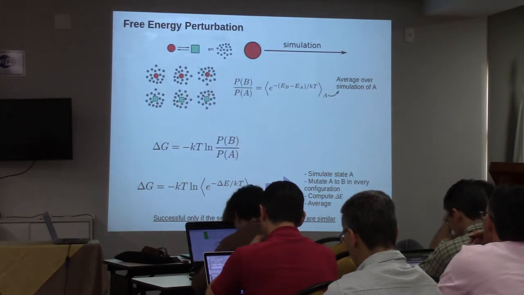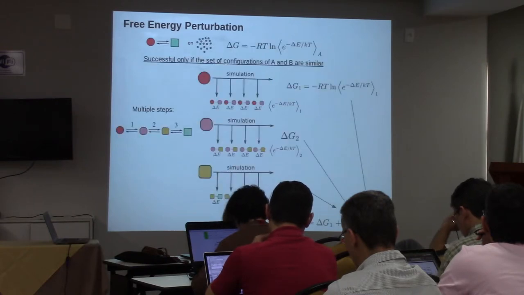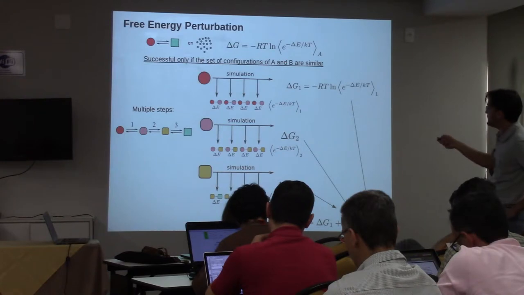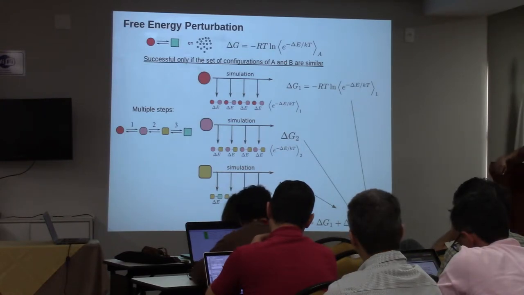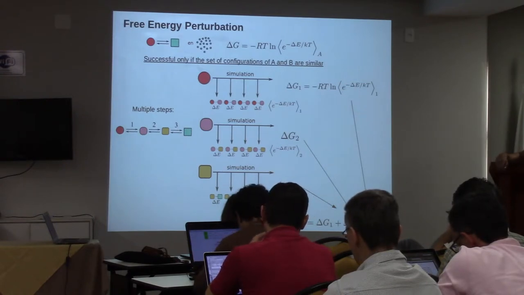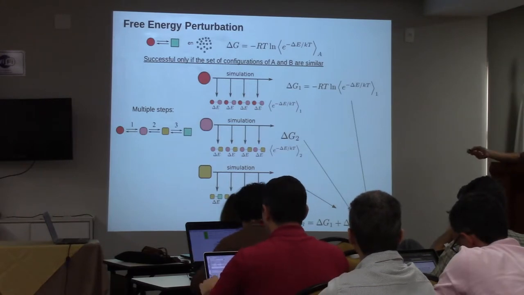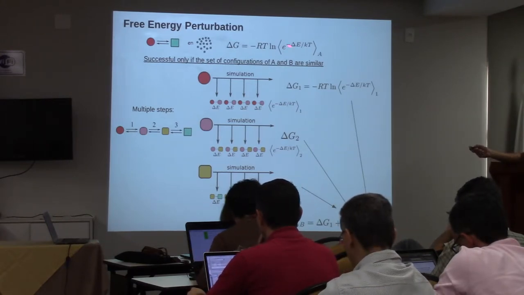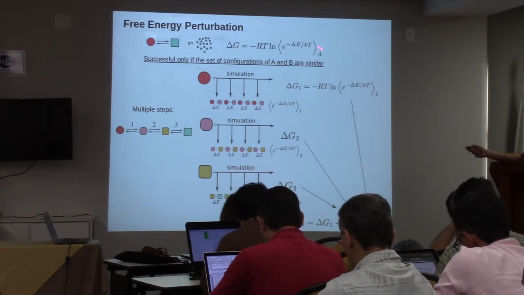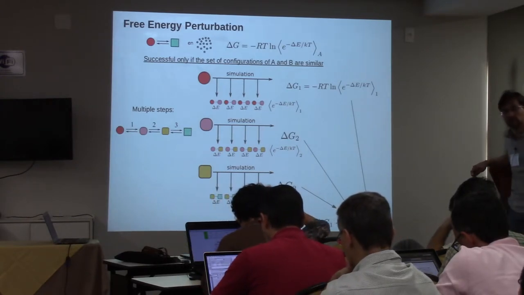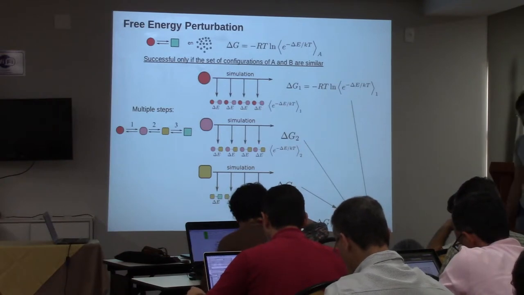So this is not the general case. So what do we do in practice every time? In free energy perturbation, since this formula is only valid if the set of configurations of A and B are similar, instead of performing this transformation at once, we are going to perform a transformation by steps in which each of the steps is small enough such that the approximation made when computing this formula can be thought to be correct in every one of these small transformations that are leading my initial state to my final state by steps.